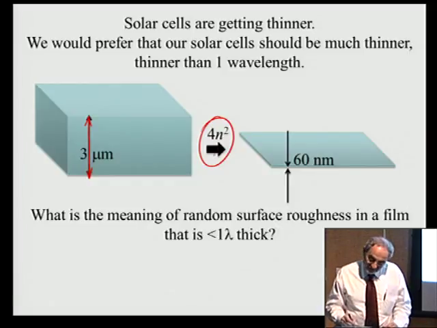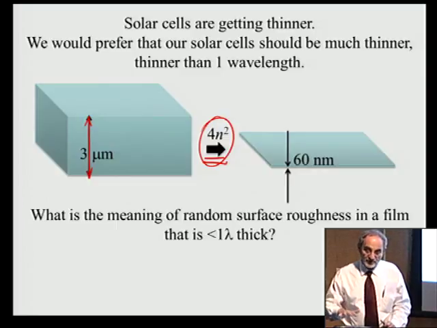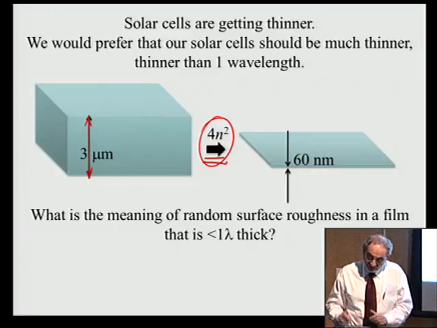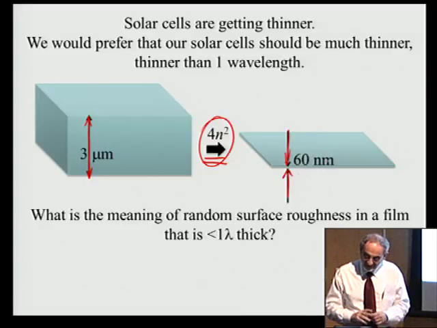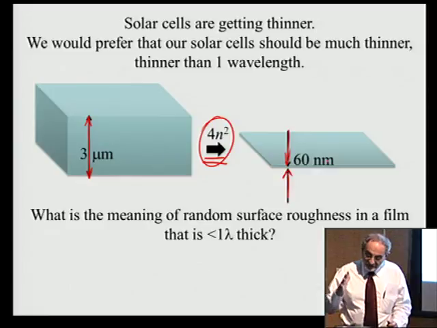And now a lot of people are saying, well, we're going to beat 4n squared. But even to approach 4n squared in this limit would be a great accomplishment, because it's already thin enough. You don't need to make a solar cell any thinner than 60 nanometers. In fact, it doesn't have to be that thin at all. So we just need to do the best we can. We may not even reach 4n squared.